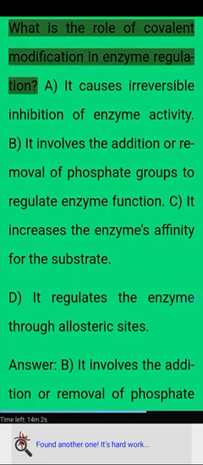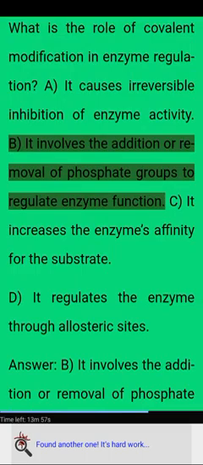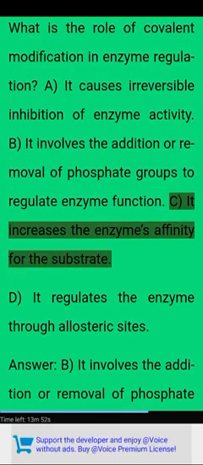What is the role of covalent modification in enzyme regulation? A. It causes irreversible inhibition of enzyme activity. B. It involves the addition or removal of phosphate groups to regulate enzyme function. C. It increases the enzyme's affinity for the substrate. D.